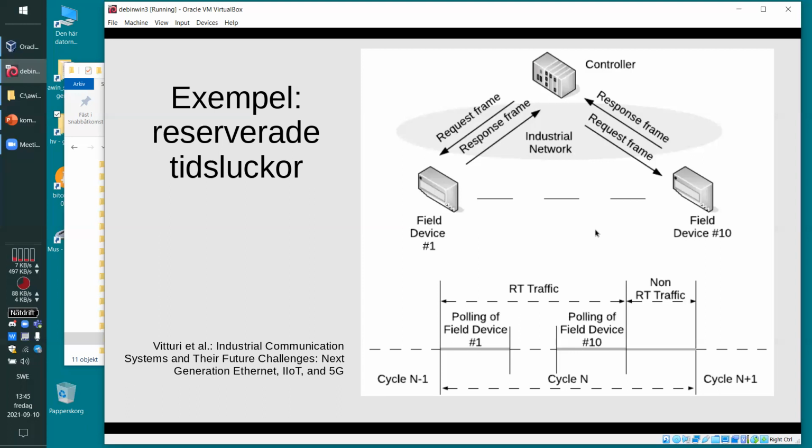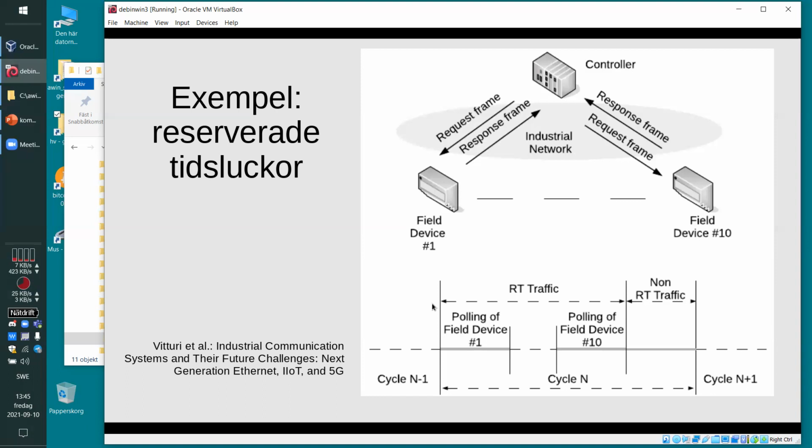And it can be combined. So you have reserved time slots, like in this picture, you have real-time traffic with 10 time slots available to be reserved. And then you have the remaining time in one cycle. You could do all other traffic, best effort. So that's a very common way of combining real-time slots here with remaining traffic. You get a better utilization of the whole bandwidth.